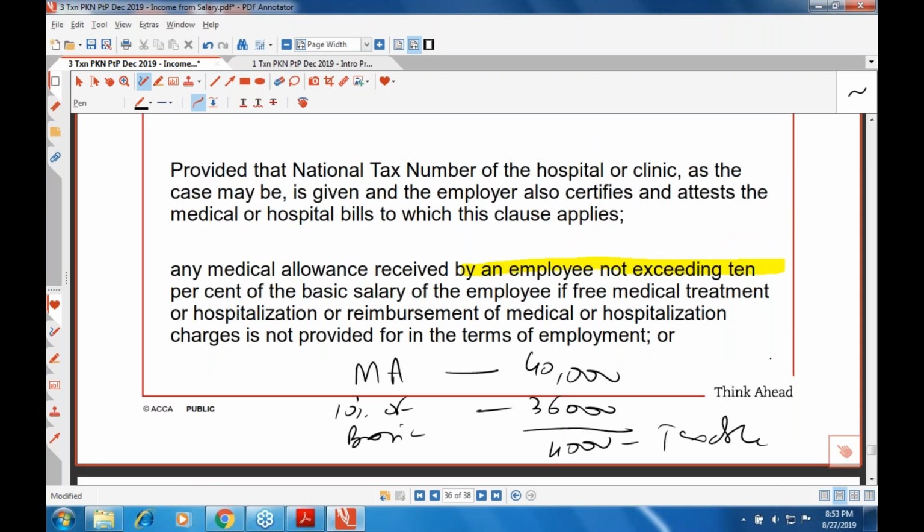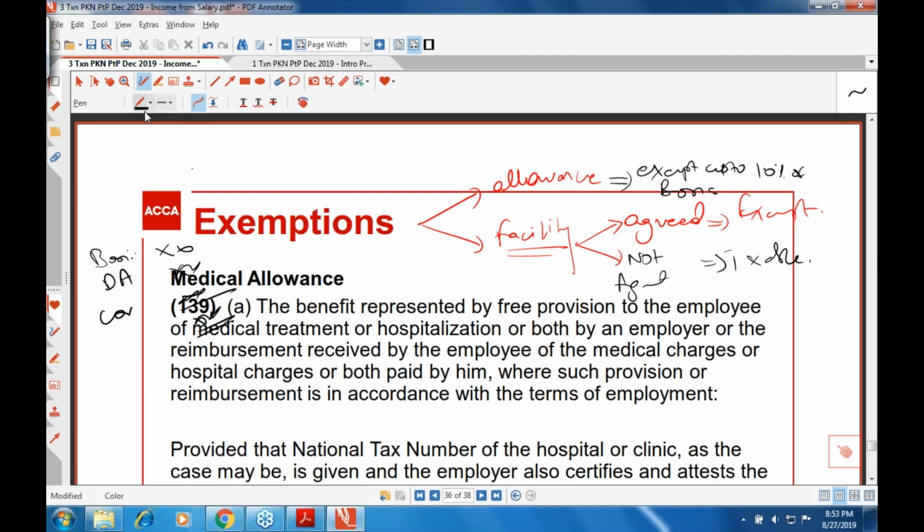Now, for example, if an employer is giving an employee both allowance and facility, then the facility is going to be exempt, but the allowance is going to be taxable. The allowance is going to be taxable and the facility is going to be exempt. So let me repeat, what exactly is the exemption with respect to medical? If you get both, facility that is agreed and the allowance is also given, then facility is exempt, allowance is taxable.